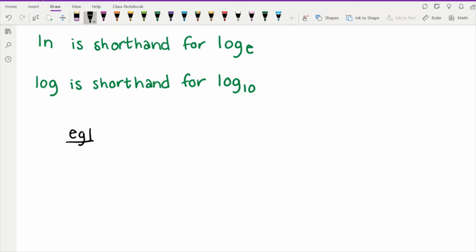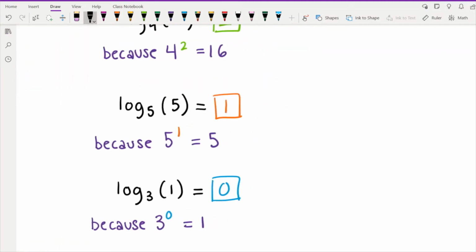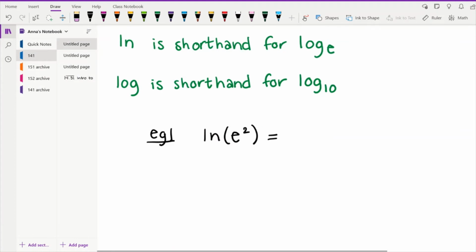For example, let's say you wanted to take ln of e squared. Let's evaluate this logarithm the same way we did the ones on the other page. Remember again that ln is just shorthand for log base e. On these other examples, how were we approaching them? We were looking at the base and trying to figure out what number we have to raise the base to in order to get this number. It's the same deal, it's just that we don't have that base actually written down.